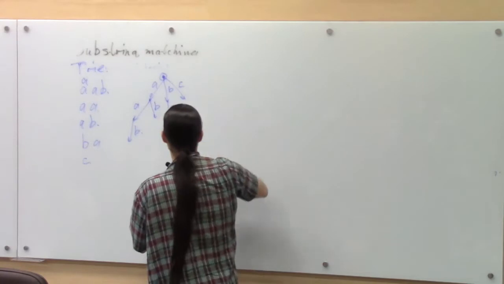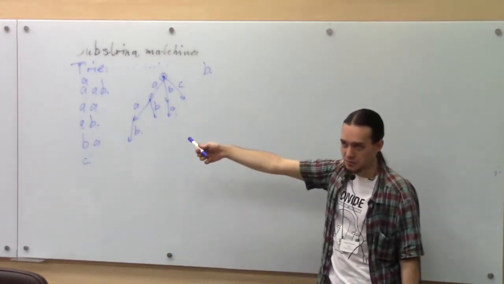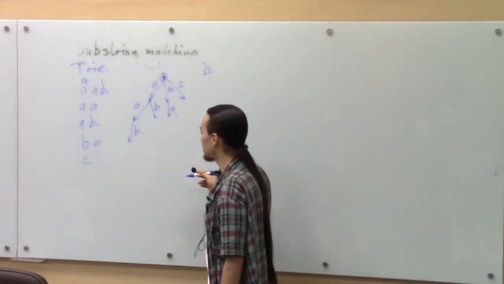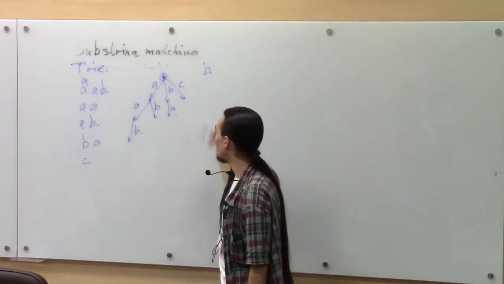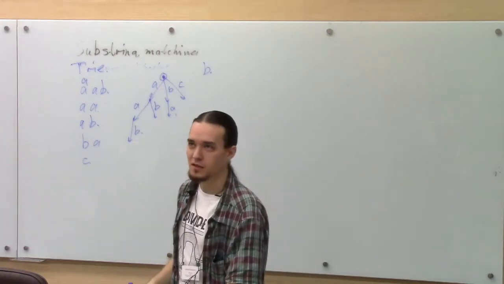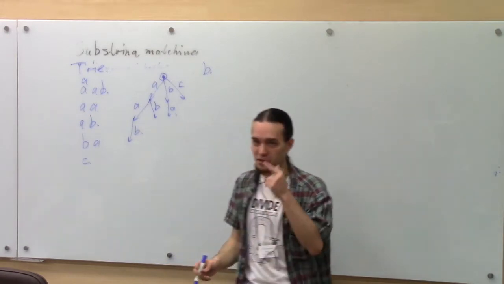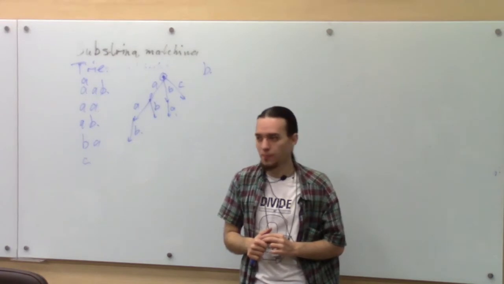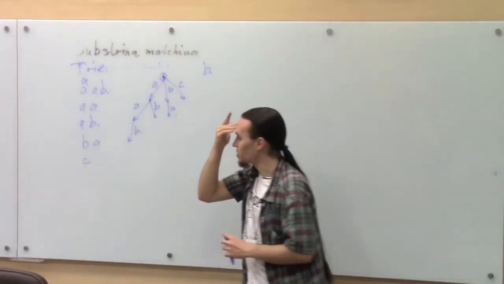For example, if it's just B, then B is not in the dictionary, but we can follow the arrow, and so we cannot quite tell which word is in the dictionary and which is not. So we need some additional information, and for that we will mark certain vertices, certain nodes of the trie as terminal.